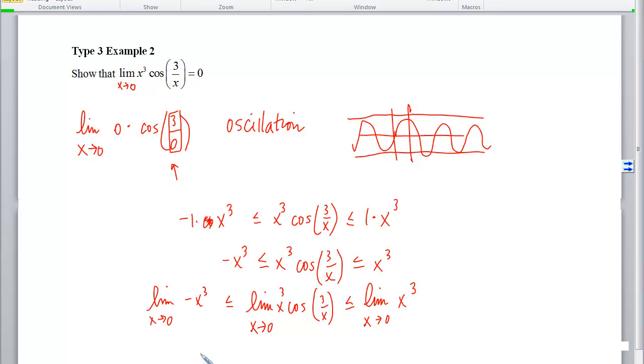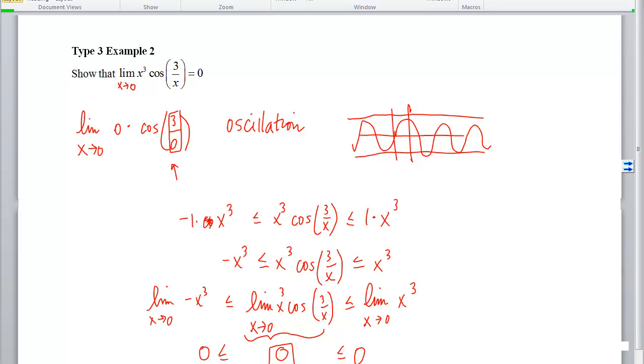So we know with this one that 0 doesn't cause a problem, and we simply get a 0. Same thing here, I can plug 0 in and I get a 0. So this function here is always going to be trapped between 0 and 0 as x gets closer and closer to 0. So that means my limit will be 0.